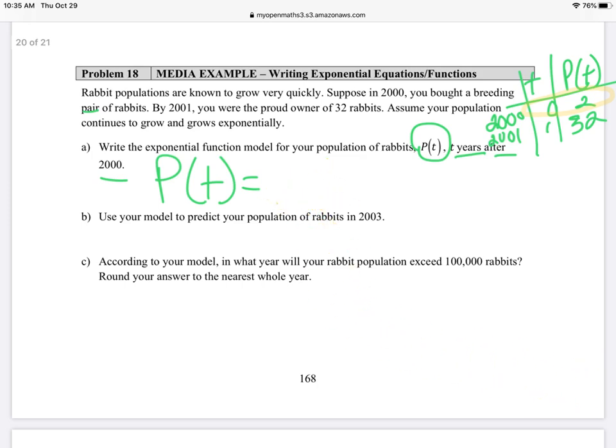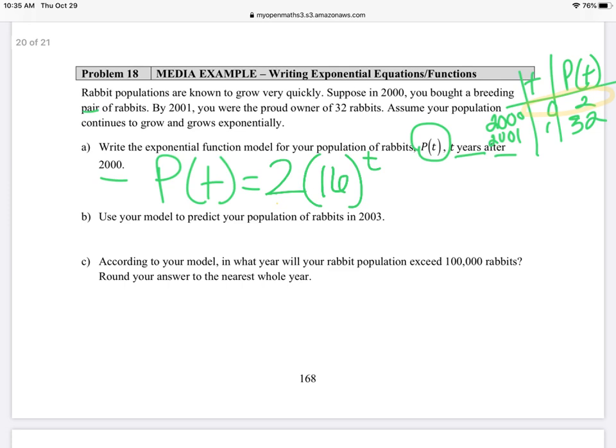Starting amount was 2. And then the growth ratio, or the common ratio, is 16. If you don't know that 2 times 16 is 32, then you can divide 32 by 2 and get 16, but it's 16 either way. And then we, of course, raise that to the t power because t is our input. That's our exponential function model.